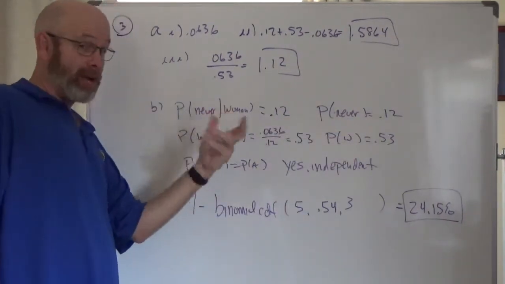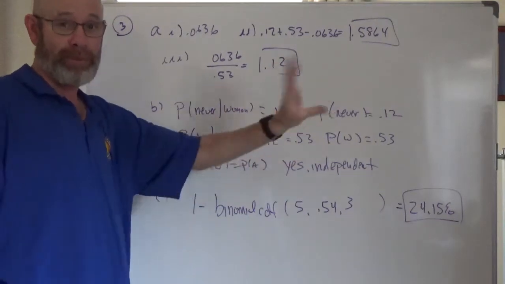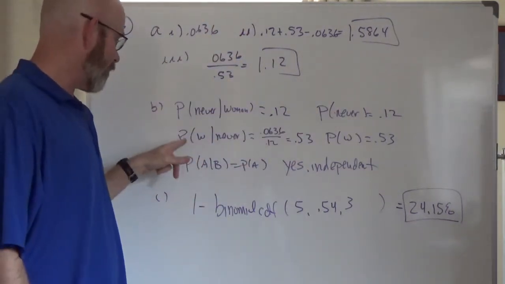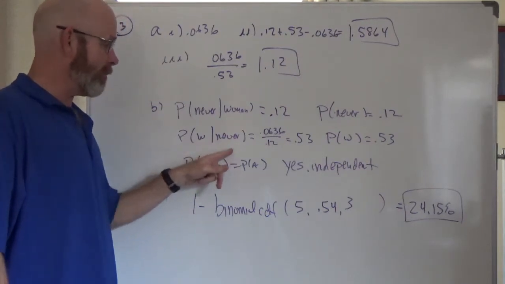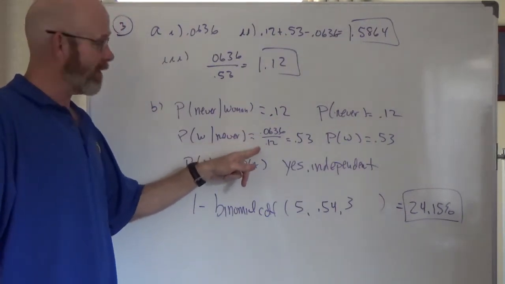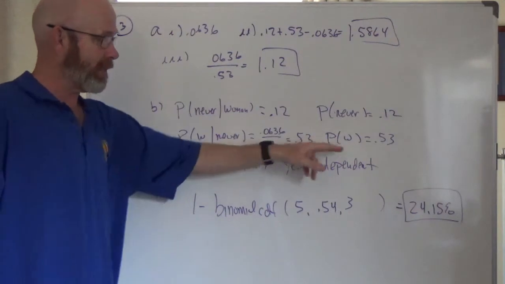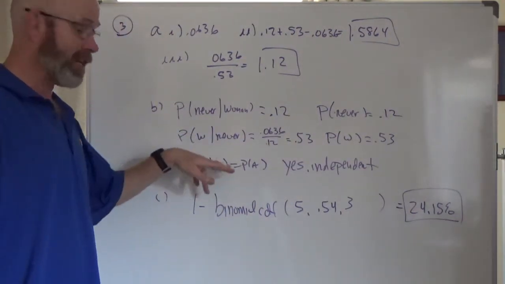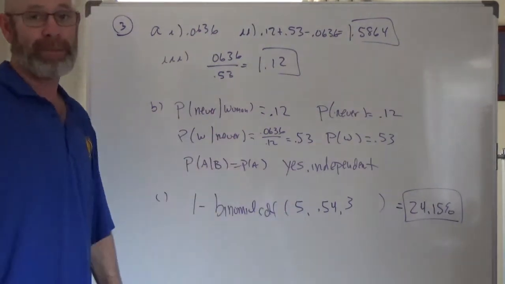And then you flip it around. You do have to check both. If you got a no here, boom, done. That's why we normally don't check both. But it is possible for one or the other. So probability of women given never is 0.0636 divided by 0.12, which is 53%. Probability of women is 53%. So, since the probability of A given B equals the probability of A, they are independent.